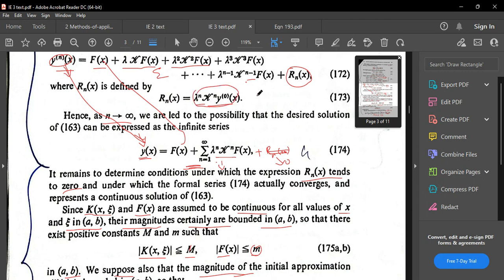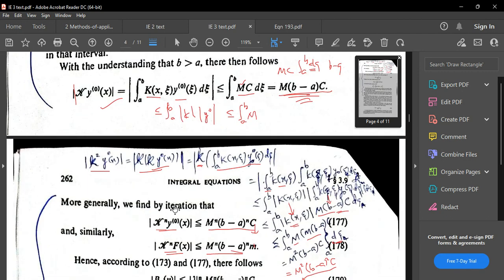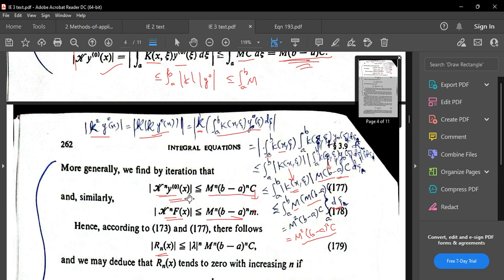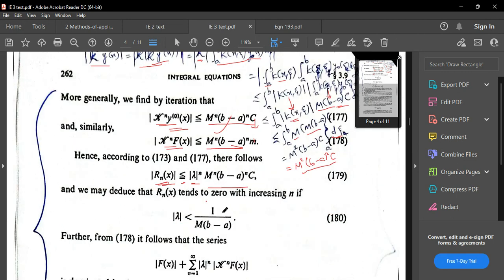So modulus of Rn of x will be modulus of lambda raised to n, script Kn modulus. What is script Kn modulus? But we have already calculated script Kn modulus as this one. So what will we get? This Rn will be less than or equal to lambda raised to n into this one, so M to the n, (b minus a) raised to n, c.